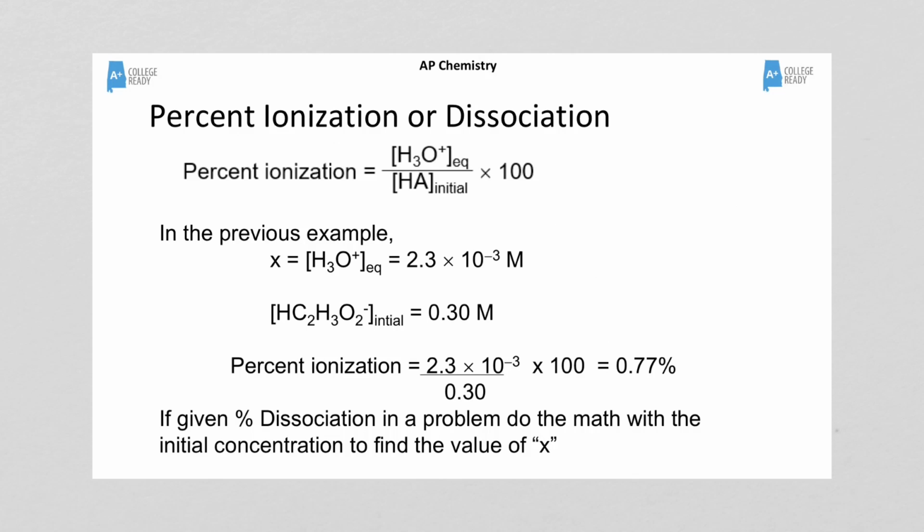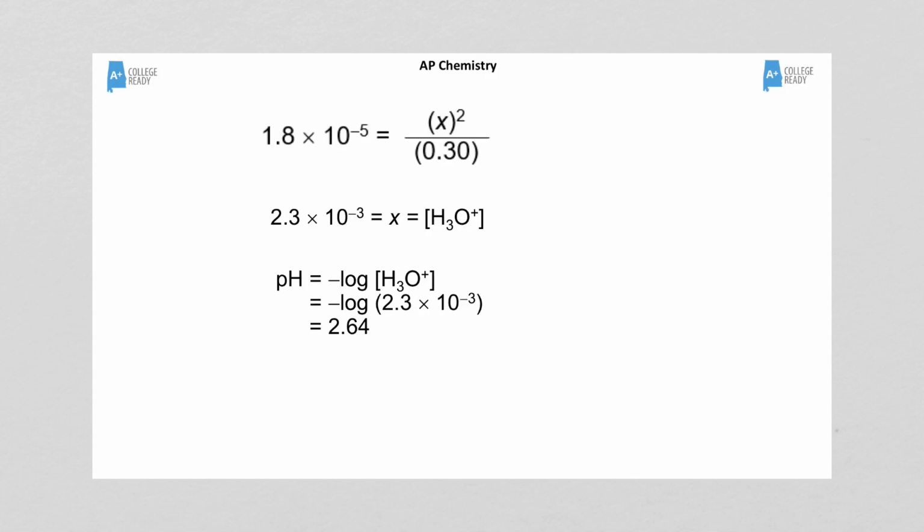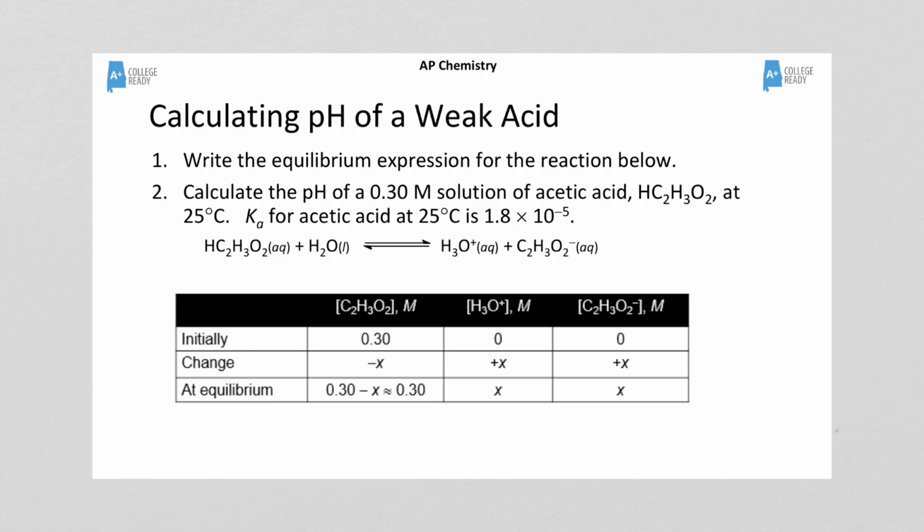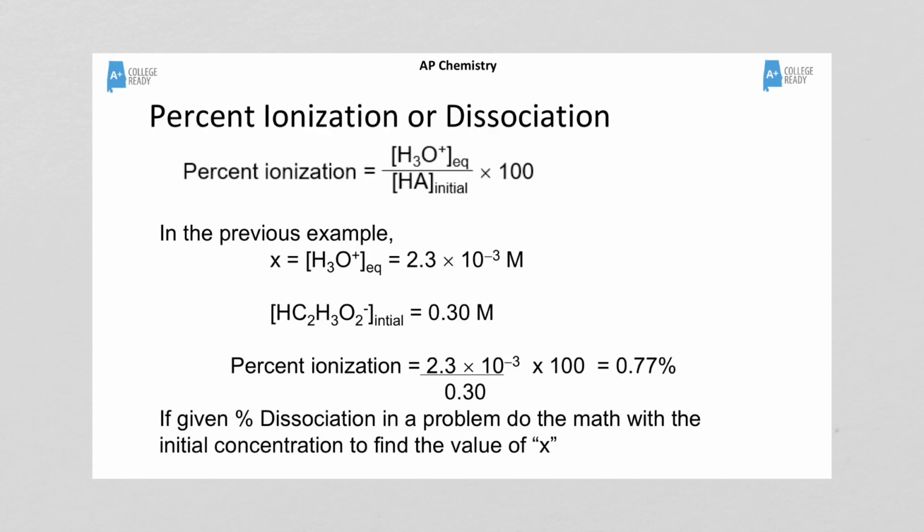We could be asked about percent ionization or dissociation. If you think about the previous problem, and I'm going to go back to that, we started with the initial concentration of the acid at 0.30. The amount that it's going down by is our change line. That is what we need, because that's the part of the acid that's dissociating.